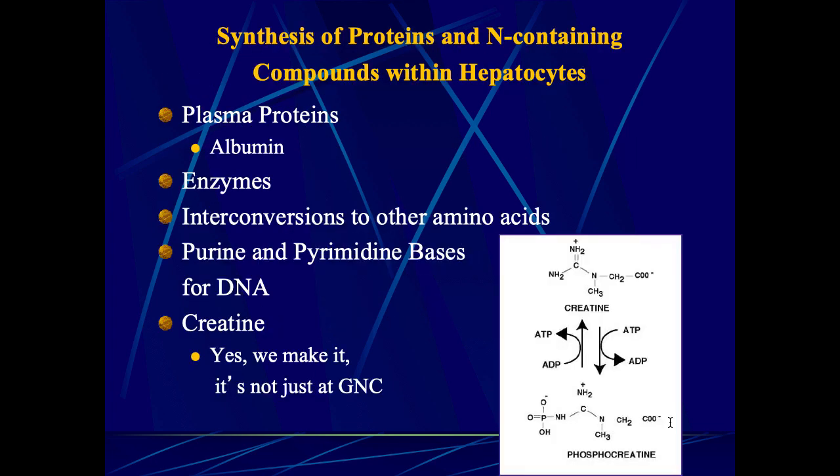This is the synthesis of proteins and nitrogen-containing compounds within hepatocytes. Some of the things that are made: albumin. Remember albumin? We've talked about that a lot. It's made in the liver and secreted into the blood, secretory pathway. A lot of hepatic enzymes. Some of the amino acids become other amino acids; we'll look at interconversions in a second. Purine and pyrimidine bases for DNA, for example. Those are nitrogen-containing, so we don't have to consume DNA in our diet. We make DNA using nitrogen from dietary protein. And the last is creatine. Everyone's probably heard of that, right? Yes, we make it. It's not just at GNC or on bodybuilding.com.